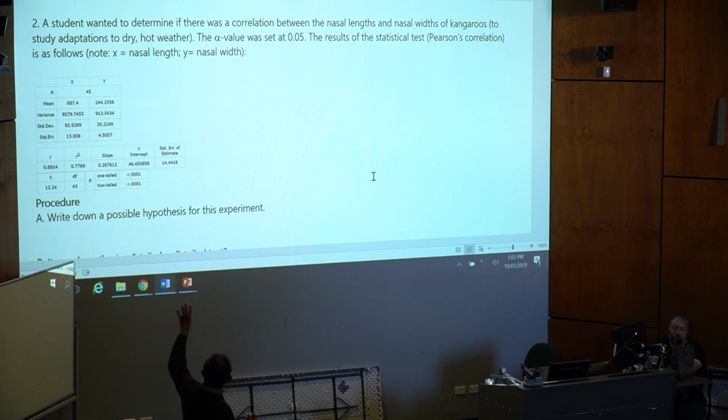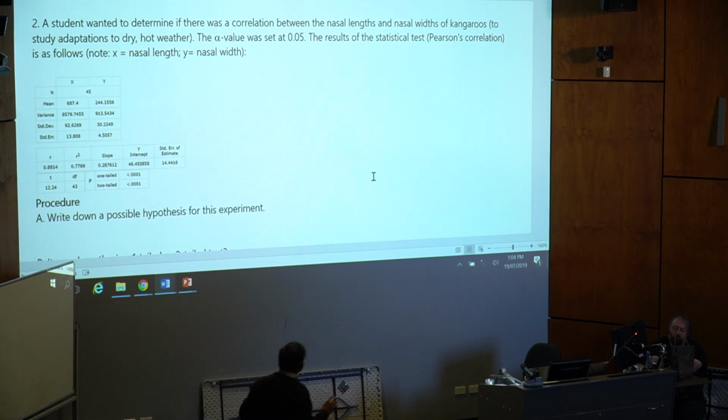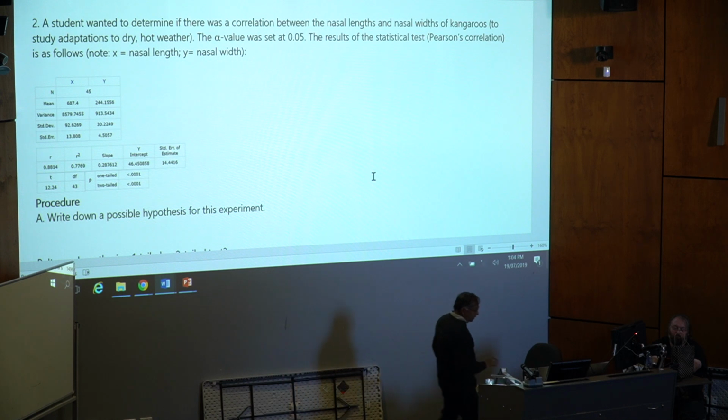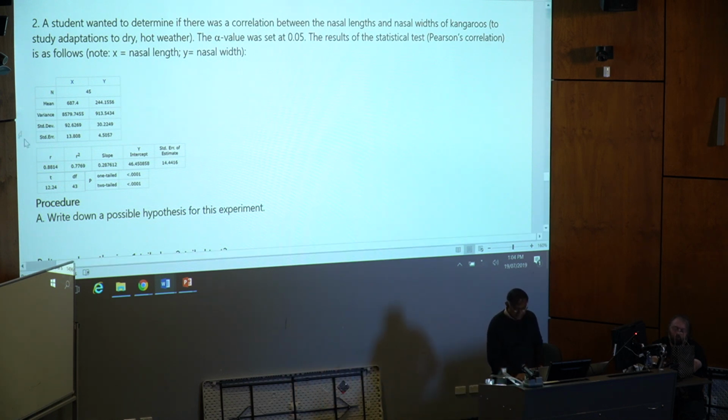You're then given the results. Once again, you need to analyze the results, but there are certain things that are more important than others. So in this results table, you can see that in the top table here, you're given the X and Y. You're told that X is nasal length, Y is nasal width. Okay, that's just up here. You're given the mean, variance, standard deviation, and standard error.